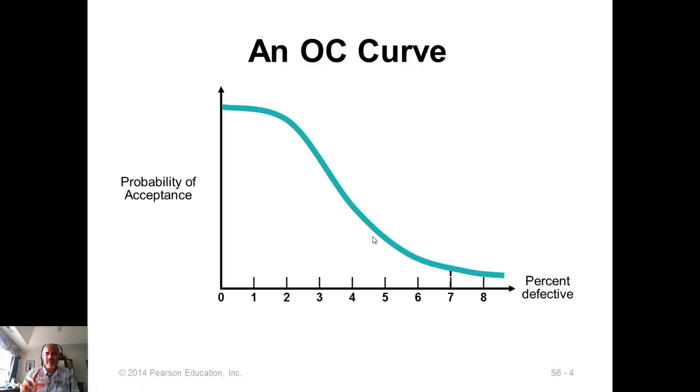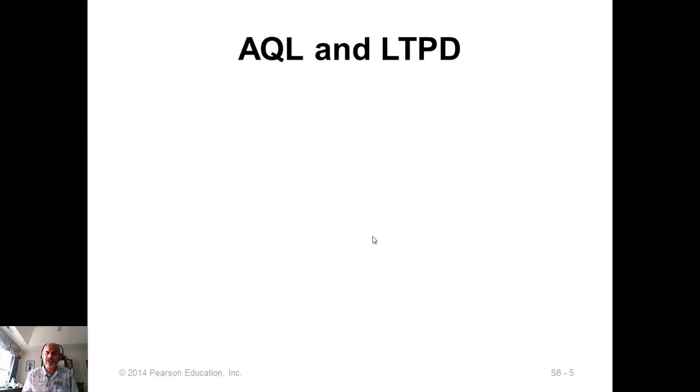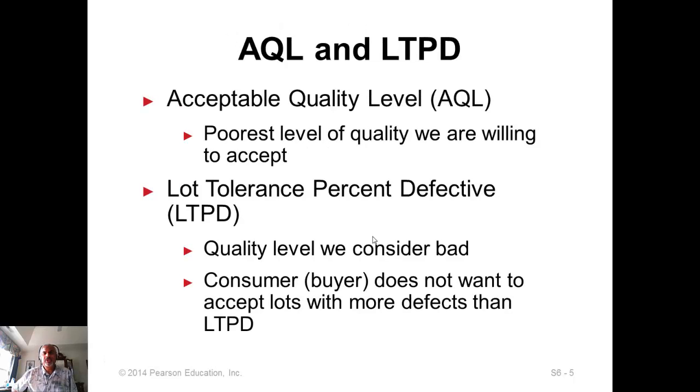But once you have an OC curve, then you can think of how to apply it. And there are two numbers that are critical here. One is called AQL, acceptable quality level, and this is the poorest level of quality which is still acceptable. Of course, you want 0% defectives in the lot.